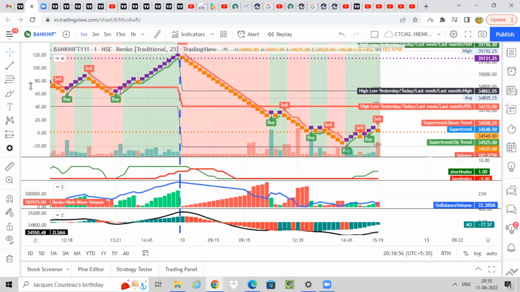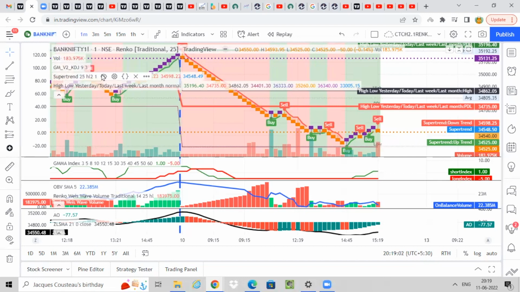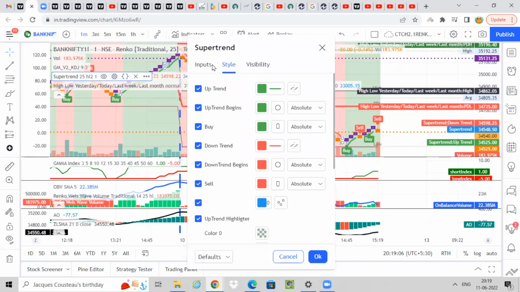So now what I've added is Supertrend. Go to Supertrend, open the indicator. Let me first quickly explain. Actually, trading is very easy. Only understanding the chart is difficult. I've opened 25. Don't change.